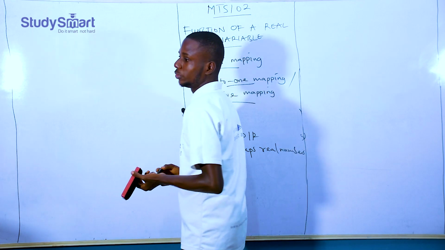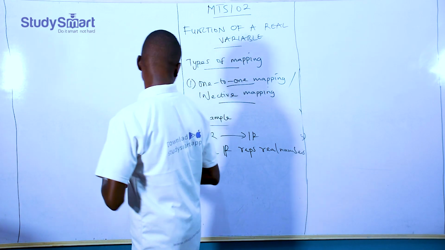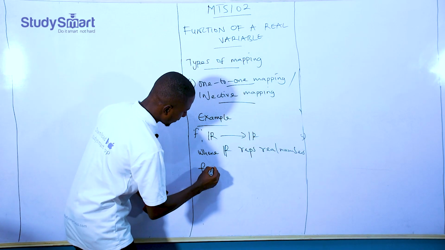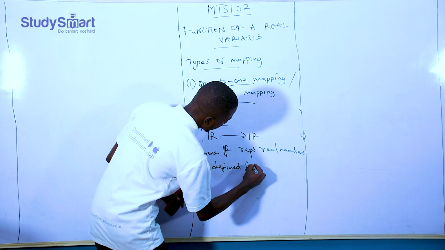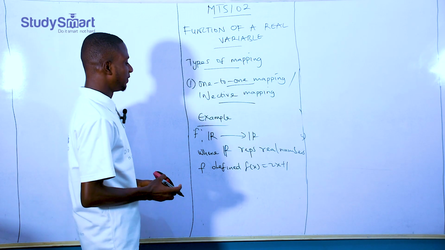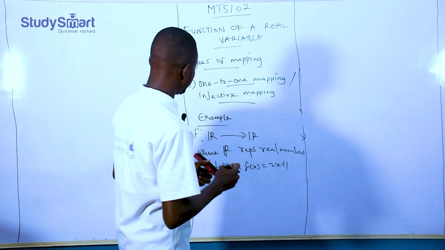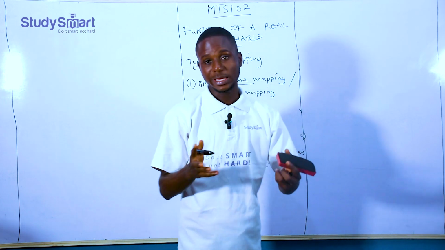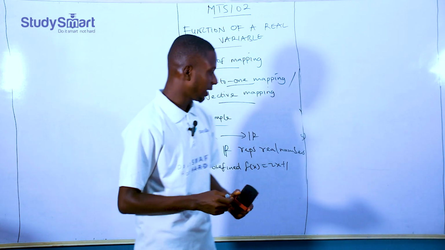So what are we told to do here? f is defined as f of x equals 2x plus 1. So we want to prove that this mapping is injective. Now remember that for injective mapping, we stated that if x1 equals x2, then f of x1 should equal f of x2.